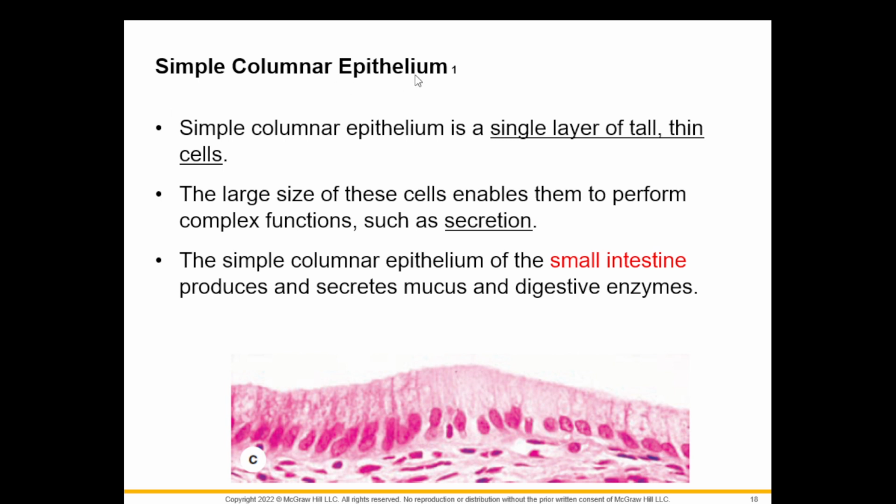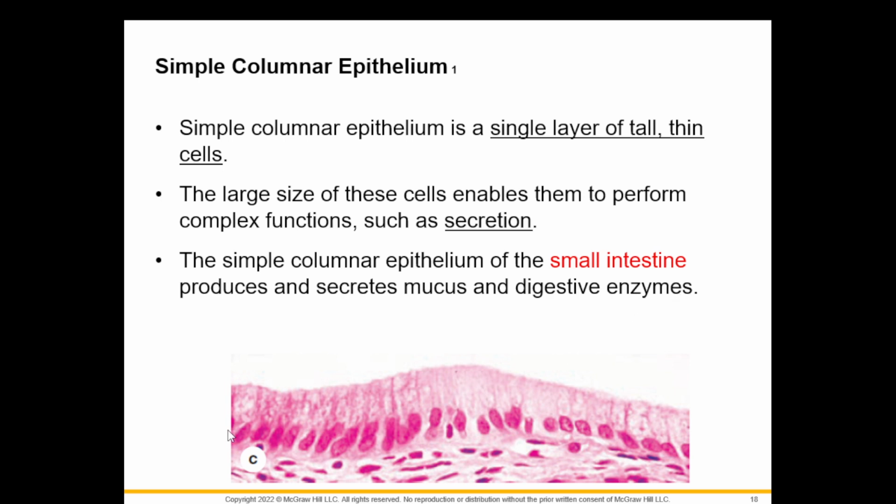So your simple columnar epithelium can be found in the small intestine. Just so you know, the small intestine is the major organ responsible for absorption of nutrients, and digestion. That's where it really happens. So your small intestine should be able to produce and secrete mucus and digestive enzymes. Why does the small intestine need to produce mucus? In order to protect itself from the harmful effects of your enzymes, so that it does not digest itself.